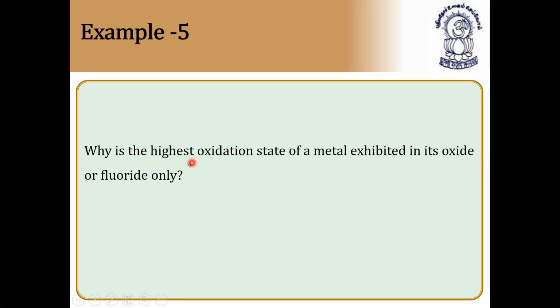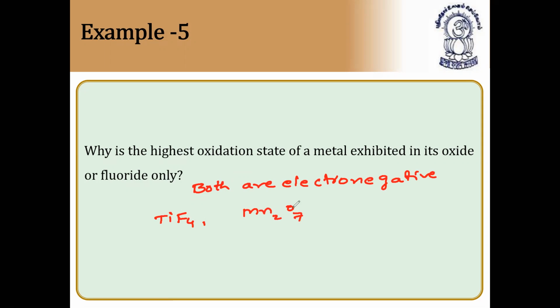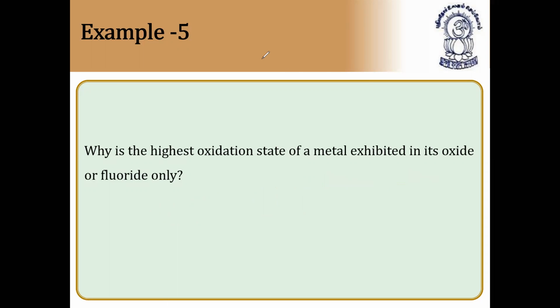Why is the highest oxidation state of a metal exhibited in its oxide or fluoride only? Because both are electronegative elements. That's why they can exhibit the highest state only in fluoride or oxide. Example, TiF4 and Mn2O7. As they are electronegative, they can form the higher oxidation state. The oxidation state of titanium is highest, that is +4, and here it is +7. Next question.